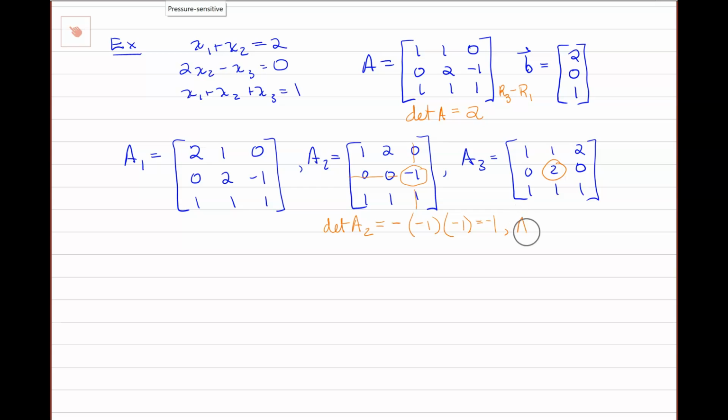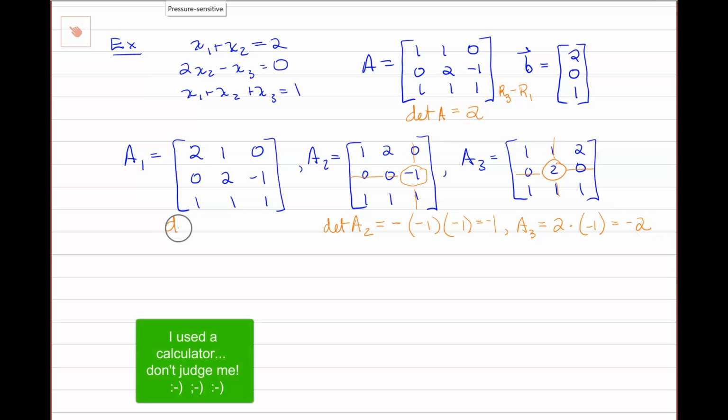And the determinant of A3 is, let's see, we have plus, minus, plus here. So all the diagonal entries correspond to pluses on that checkerboard matrix. So I'll have 2 times the determinant of the rest of this, which is 1 times 1 minus 2 times 1. So that'll be negative 1. So this is negative 2. Now this one, A1, I didn't see a shortcut for. That determinant is equal to 5.